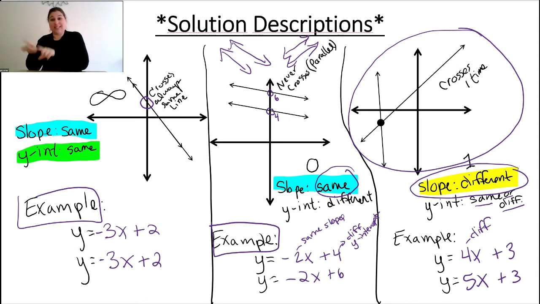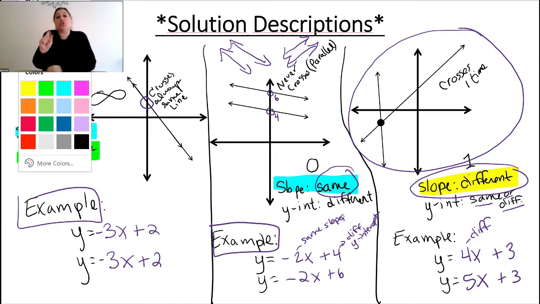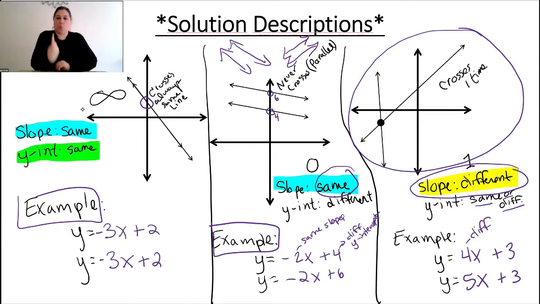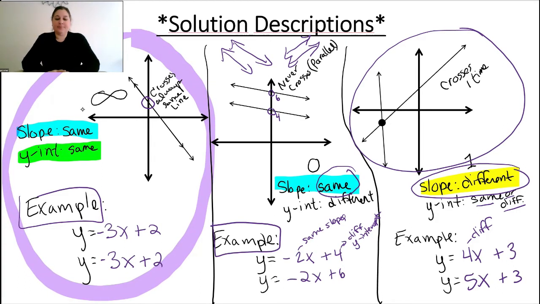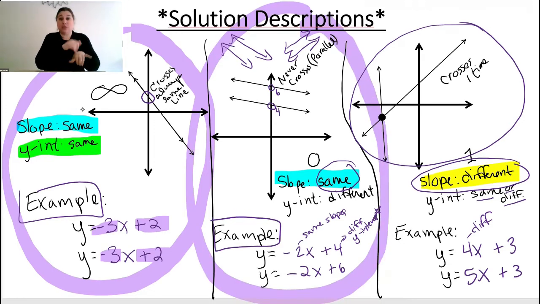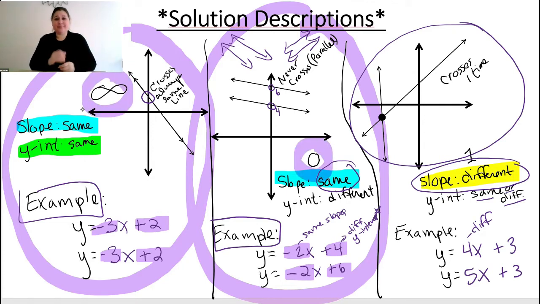So again, if I'm looking at this, let me do a different color. I'll do purple. If I'm looking at this, for the first one, the slopes have to be the same, and the y-intercepts have to be the same. For the second one, the slopes are the same, but the y-intercepts are different. That's the difference between an infinite amount of solutions and 0 solutions.